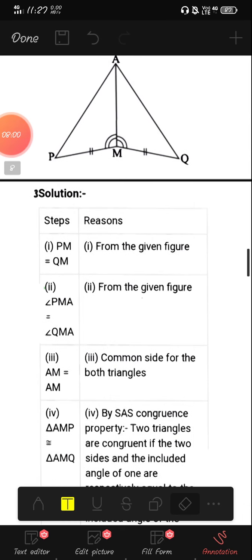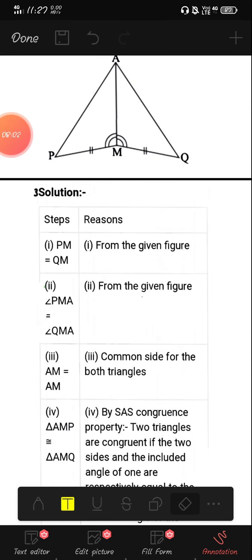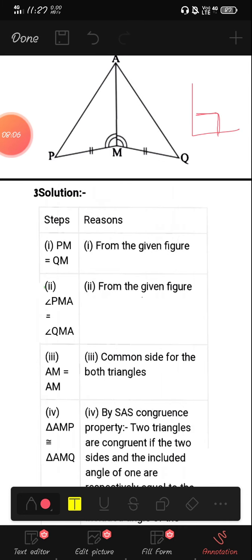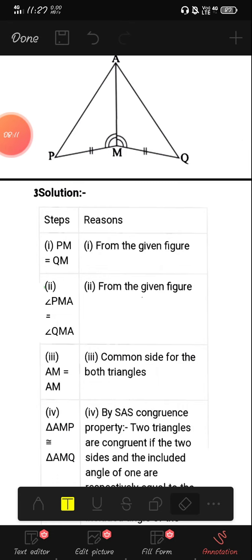It is not 90 degrees. If it was 90 degrees, then it must have that sign, the 90 degree sign. But it is not 90 degrees. Yes, it is equal.